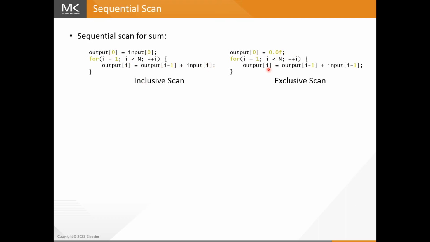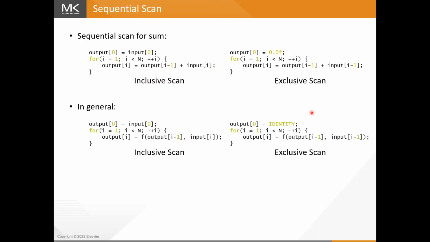And then in each iteration, the new output is going to be the old output plus the old input element, not the new input element. Okay? And we can generalize this to where here we use the identity, and here we use some function which represents the operator instead of doing just addition. Okay? Great. So next we want to talk about how to parallelize scan.